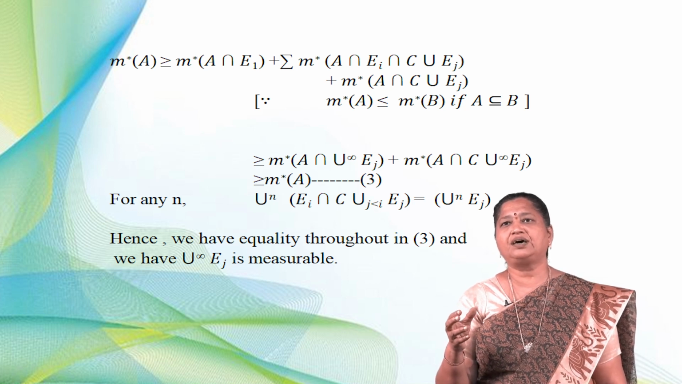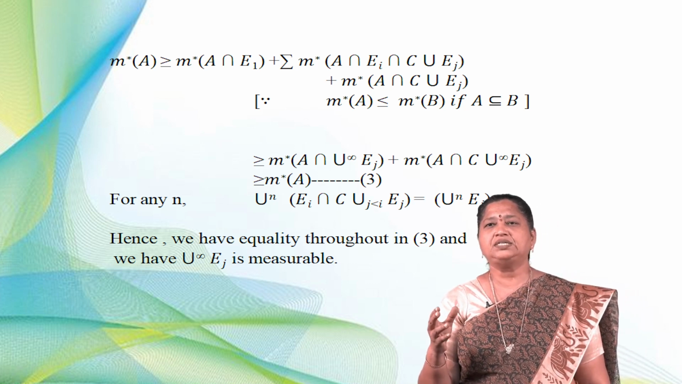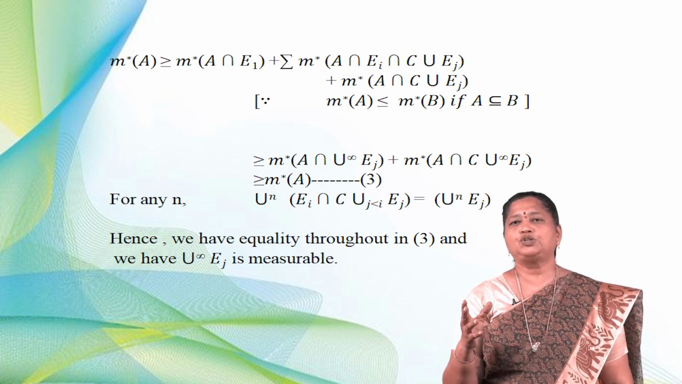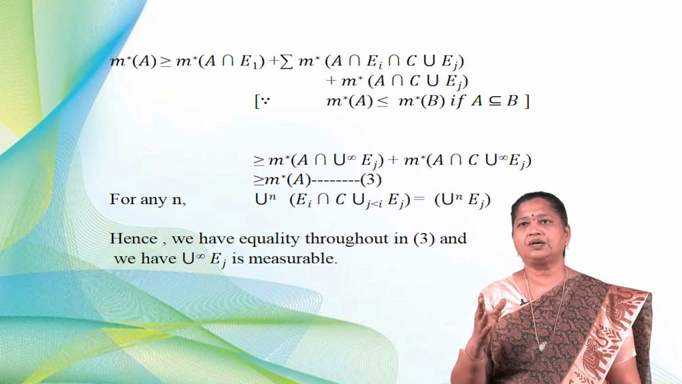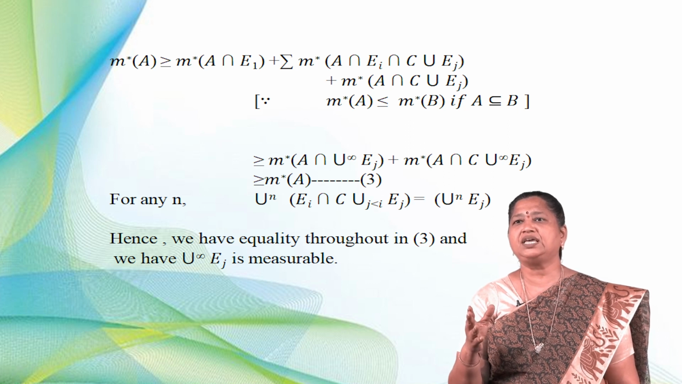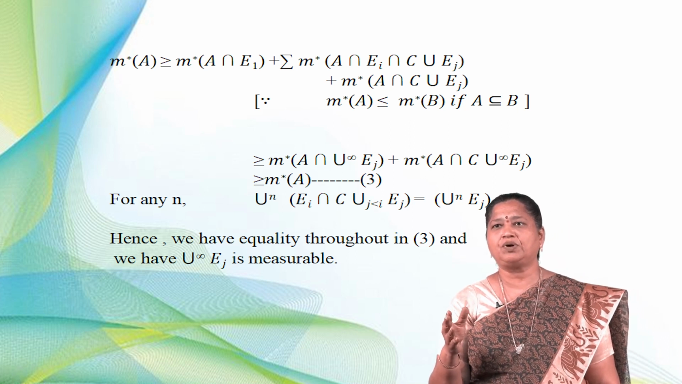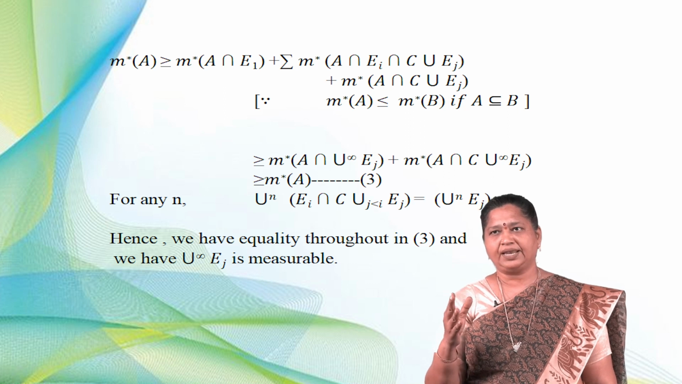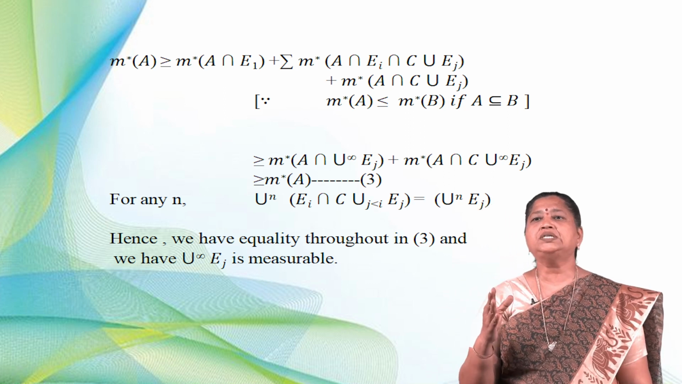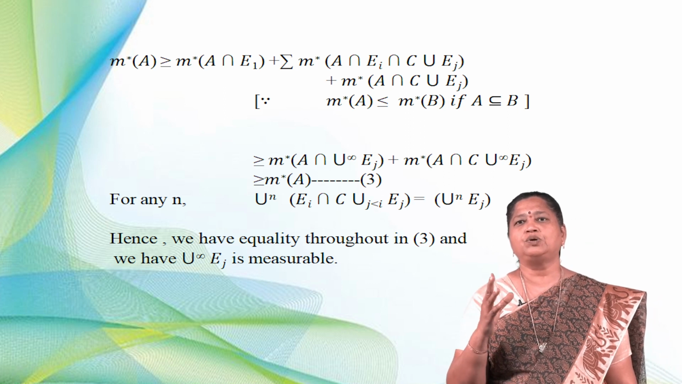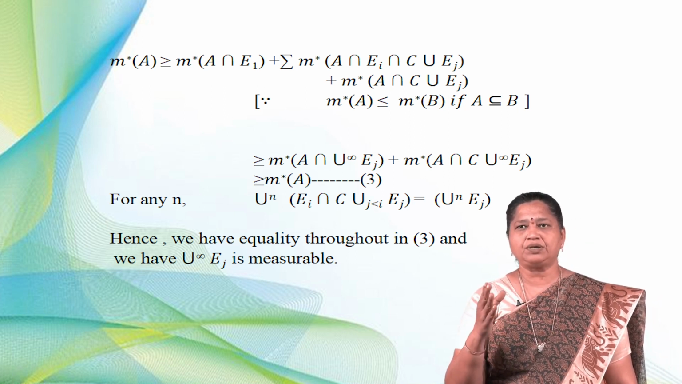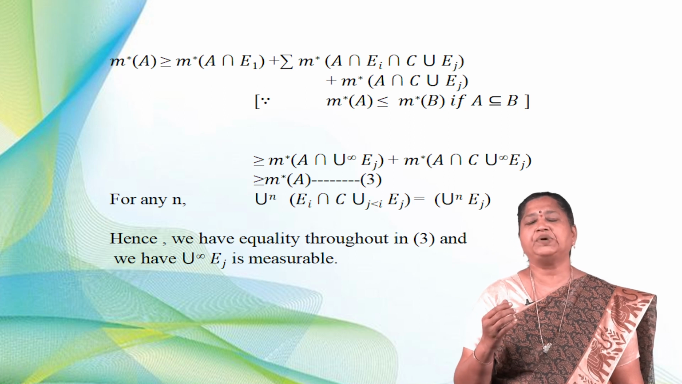This is greater than or equal to m star of A. This is equation 3. So, for any n, we will find out union over i equal to 1 to n of E_j intersection complement of union over j less than i of E_j, which is equal to union over i equal to 1 to n of E_j. Hence, we have found the equality in equation 3. So, we have union of i equal to 1 to infinity E_j is a measurable one.